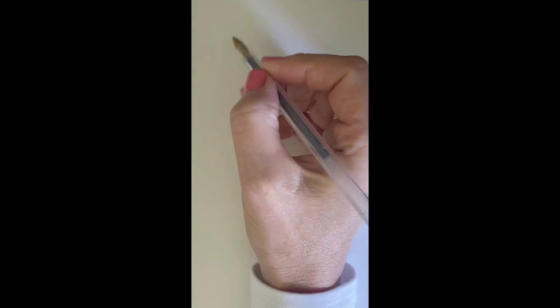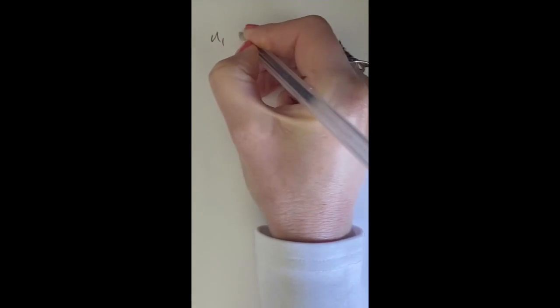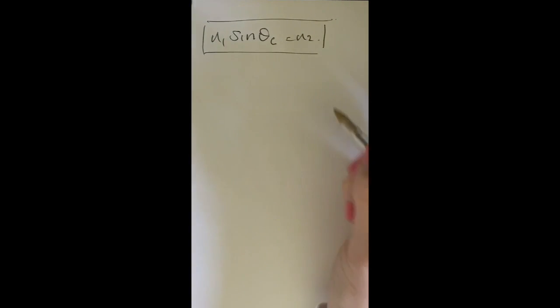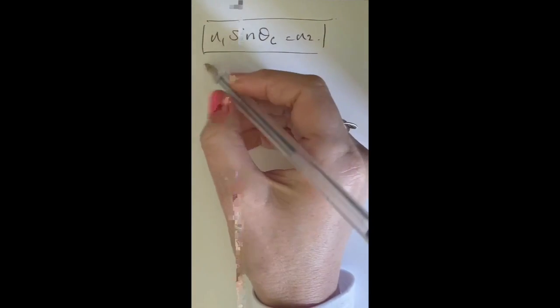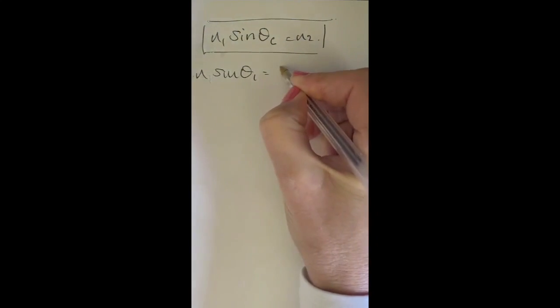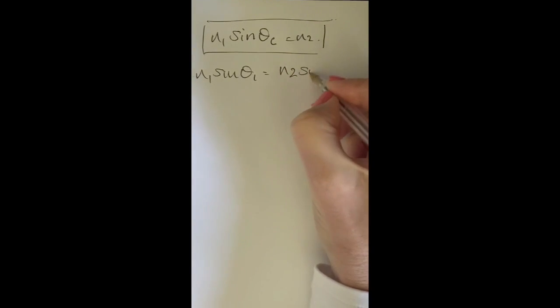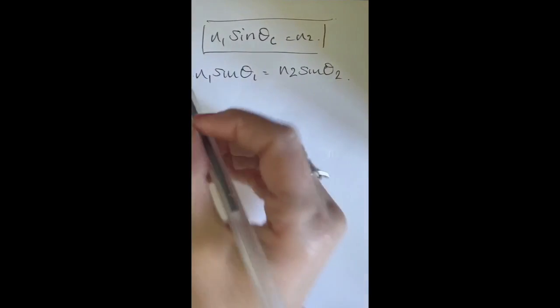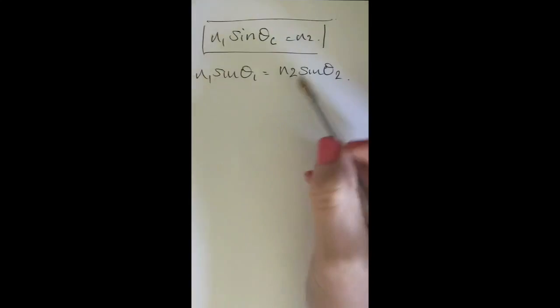Okay, so we are looking to derive the critical angle equation, n1 sine theta c equals n2. This derivation is really important because that formula isn't given in the data booklet. What you are given is the Snell's law formula, n1 sine theta 1 equals n2 sine theta 2. So how do we get from that which is given to that which it isn't?